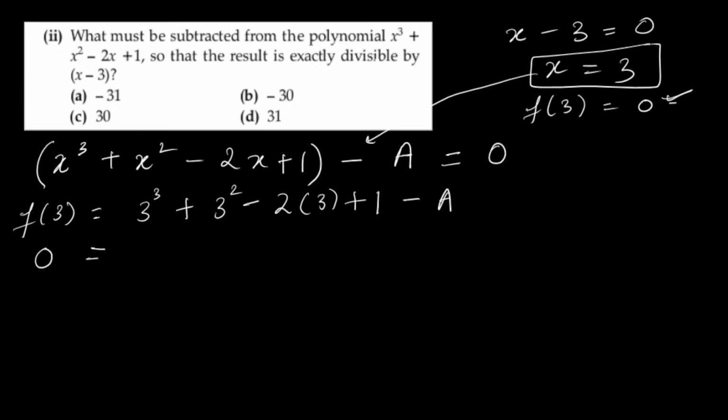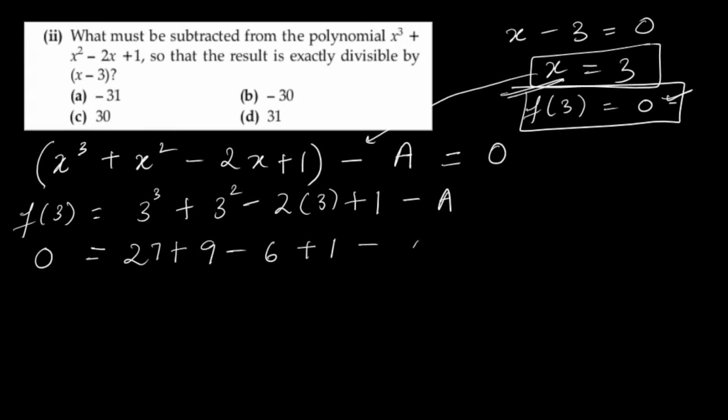Because the result is exactly divisible, the remainder will be 0. So the remainder we find like this: 27 plus 9 minus 6 plus 1 minus a. Let's simplify this. 27 plus 9 is 34, 34 minus 6 plus 1, plus minus is minus, so minus 5, minus a.